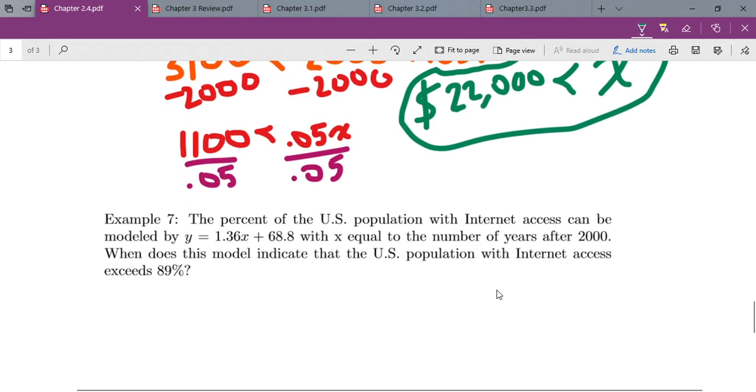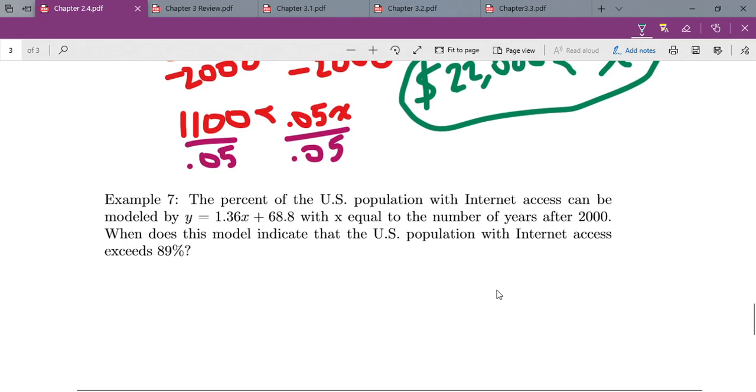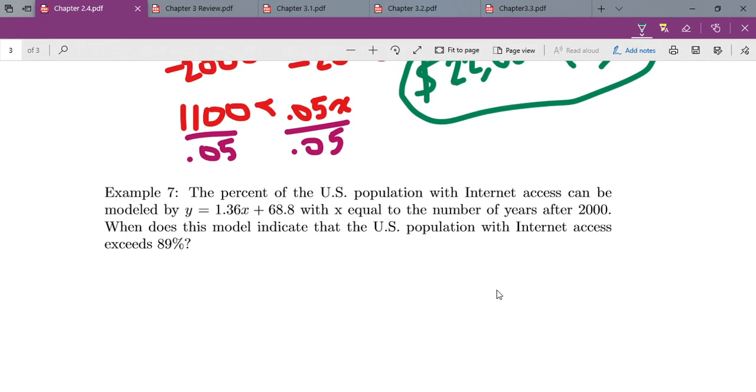Now let's look at example 7. It says the percent of the U.S. population with internet access can be modeled by y equals 1.36x plus 68.8 with x equal to the number of years after 2000. When does this model indicate the U.S. population with internet access exceeds 89%? So what we're looking at here is when will it exceed 89%? We don't need to change that percent to a decimal because y is the percent.